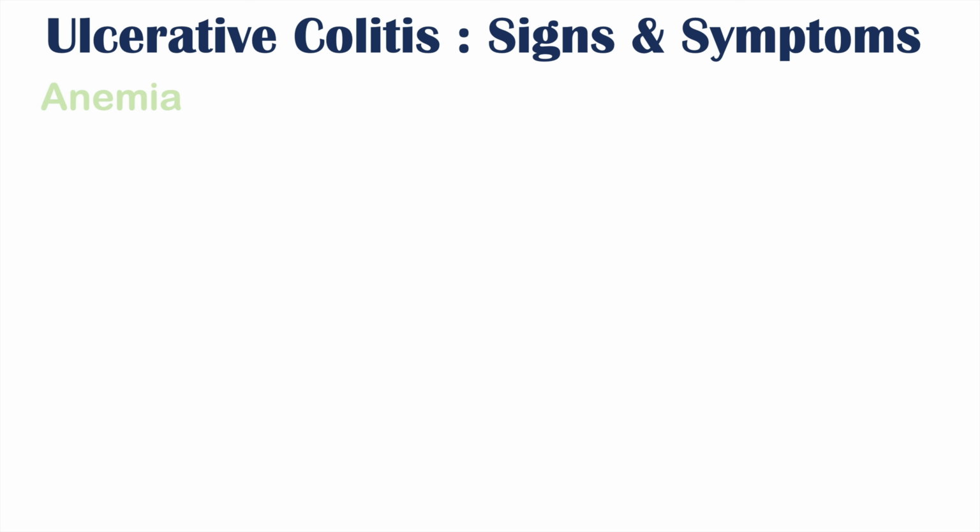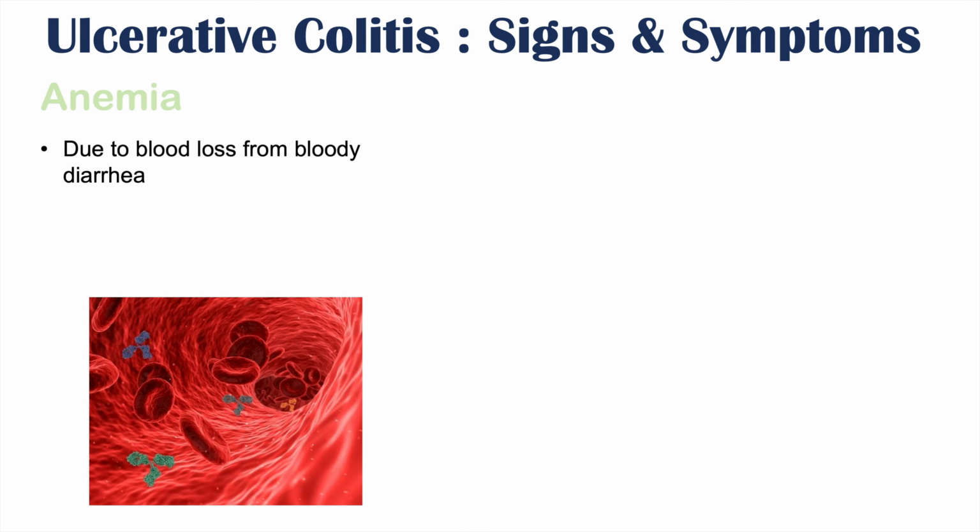Now, we alluded to this before, but ulcerative colitis can also present with anemia as well. This is due to blood loss from bloody diarrhea. So because of all of that blood loss from multiple frequent bloody diarrhea episodes, the patient can lose a lot of blood, and this can cause anemia or a low red blood cell count. And with the anemia in ulcerative colitis, it's going to be a microcytic anemia. So the red blood cells are going to be smaller in size. And this anemia is also going to be an iron deficiency anemia.